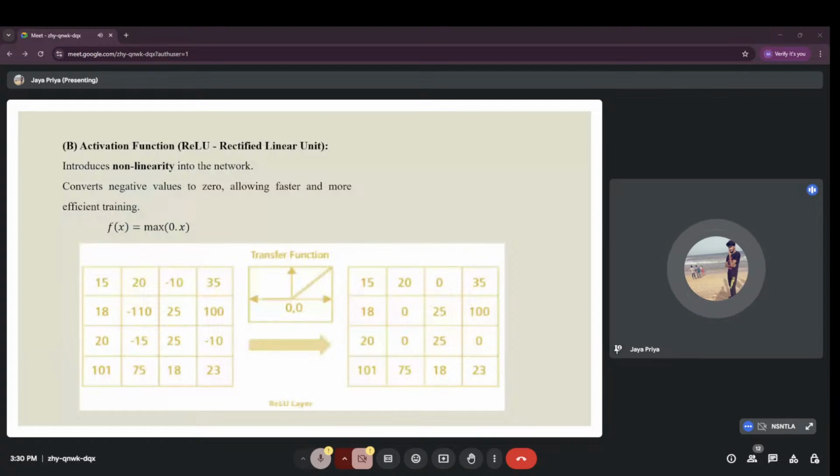Next, activation function. The most used activation function is ReLU. The ReLU activation function replaces all negative values with 0 while keeping positive values unchanged. ReLU is defined as maximum of 0 comma x. See the example. All negative values become 0. The positive values are not changed. The ReLU function introduces non-linearity, helping the convolutional neural network learn complex patterns, reduces the vanishing gradient problem, and makes training faster.